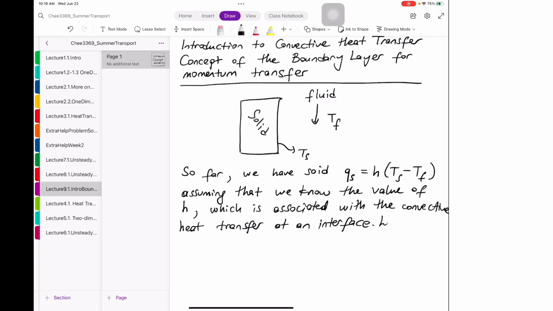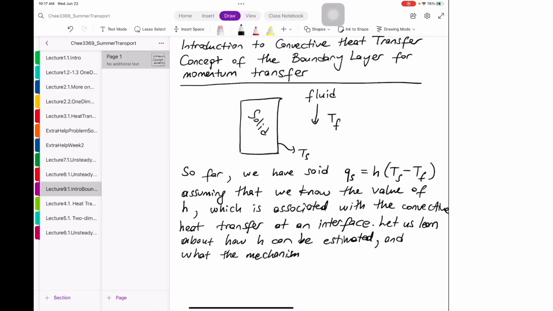Okay, so I'm going to write down a lot of things. So let us learn about how H can be estimated. And what is the mechanism of convective heat transfer, right?